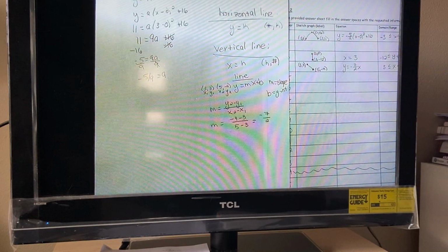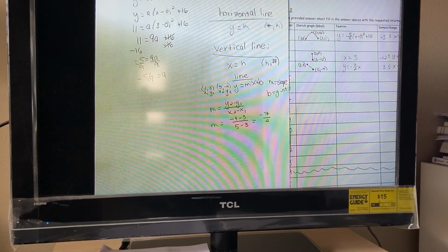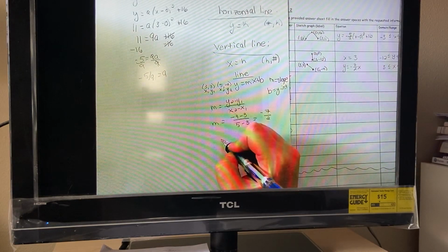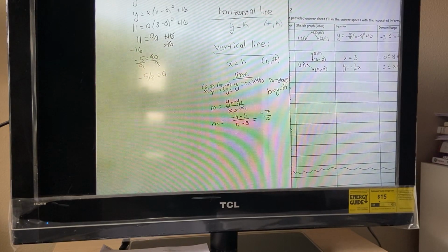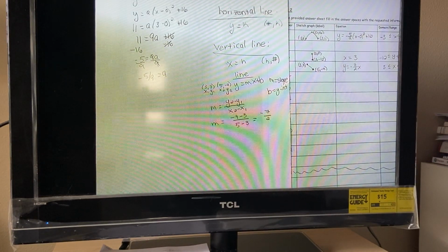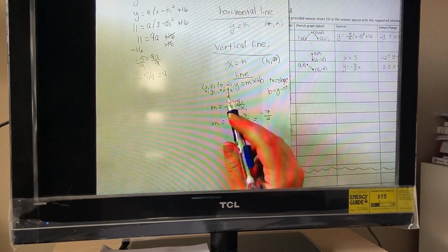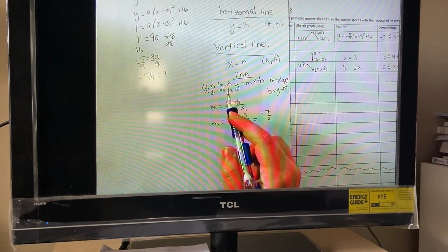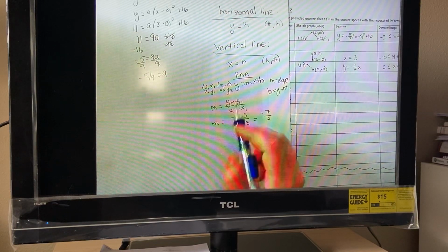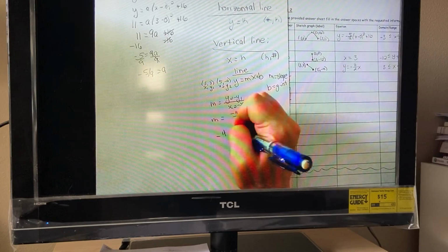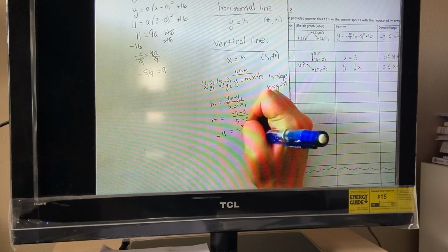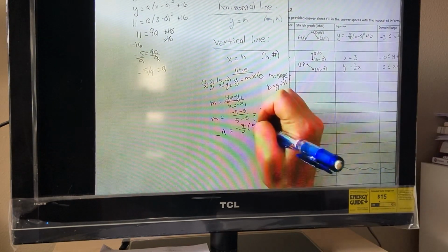An easy way to find b is to just plug in a point and the slope, and you can easily find b from there. So I'm gonna pick, these don't work out very well. All right, well, I'm gonna pick this one. Should I pick that one? Yes, I wanna pick that one. So -4 equals slope times the x value plus b.